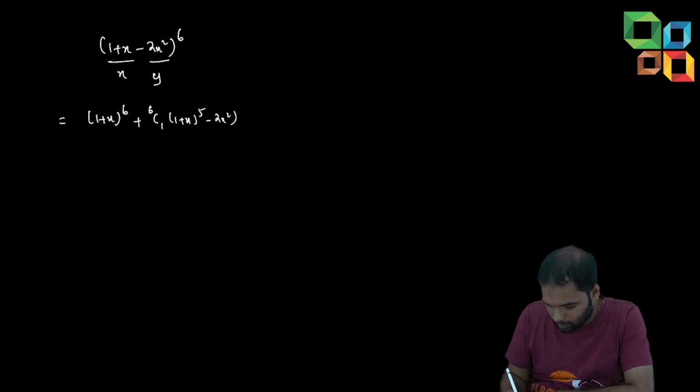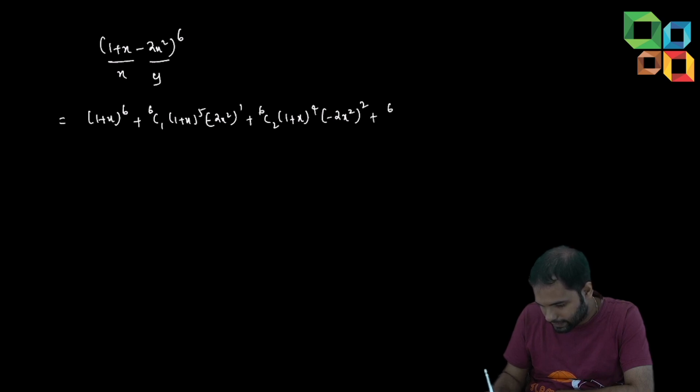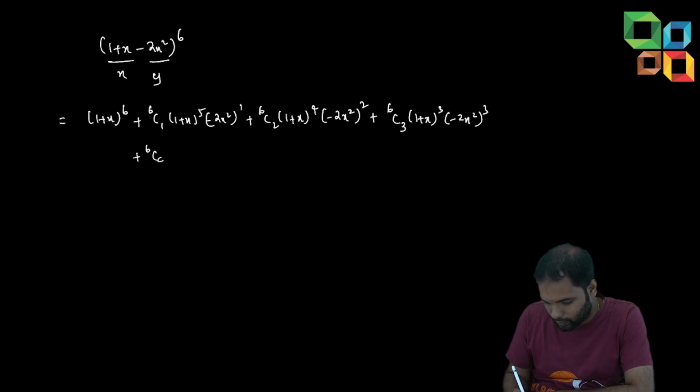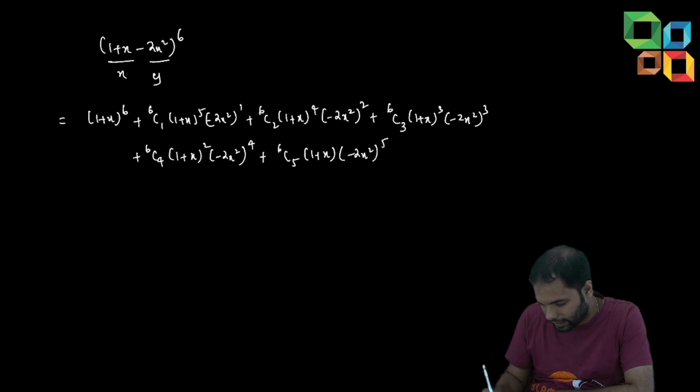(minus 2x square) whole power 1, plus 6c2, (1 plus x) whole power 4, (minus 2x square) whole square, plus 6c3, (1 plus x) whole power 3, (minus 2x square) whole cube, plus 6c4, (1 plus x) whole square, (minus 2x square) whole power 4, plus 6c5, (1 plus x) into (minus 2x square) whole power 5, plus 6c6, which is nothing but 1, into (minus 2x square) whole power 6.